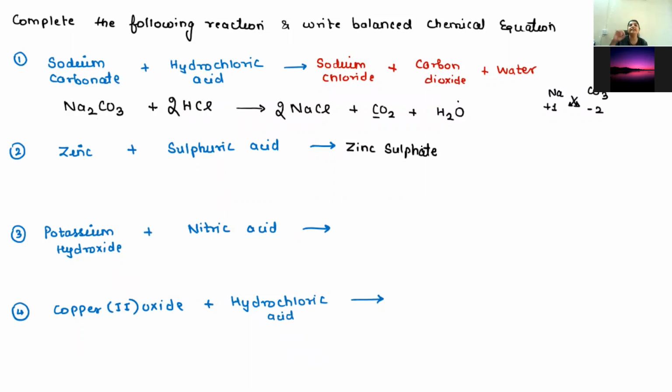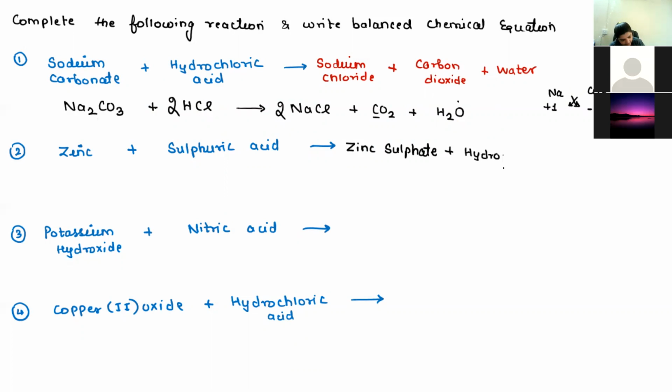Plus, what is the byproduct along with the salt? Can I say hydrogen gas? Yes, hydrogen gas. Now, let us write this in chemical form. What is the symbol for zinc? Zn. What is the sulfuric acid formula? H2SO4. What is the formula of zinc sulfate? Zn is +2, SO4 is -2. So the formula of zinc sulfate is ZnSO4.